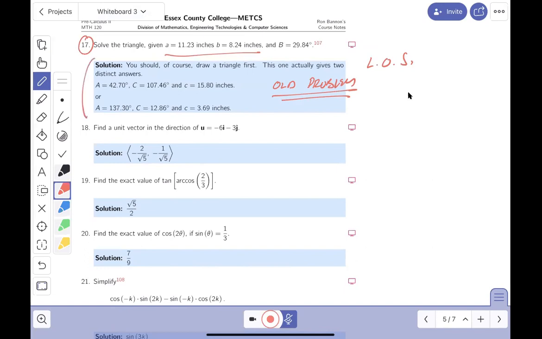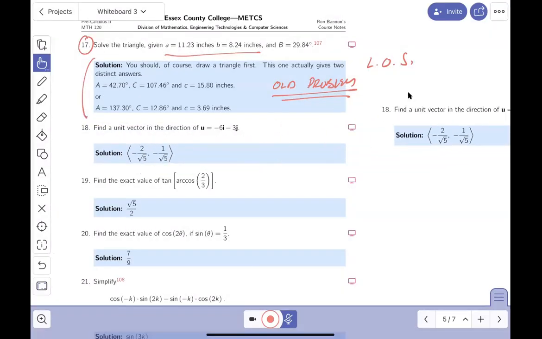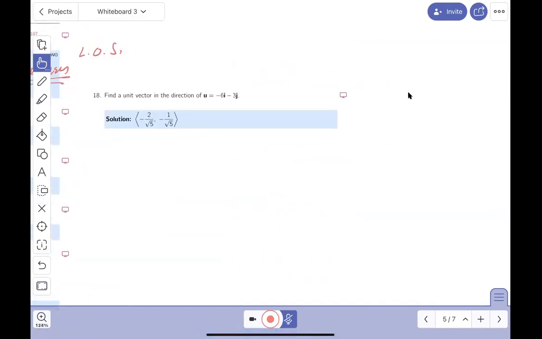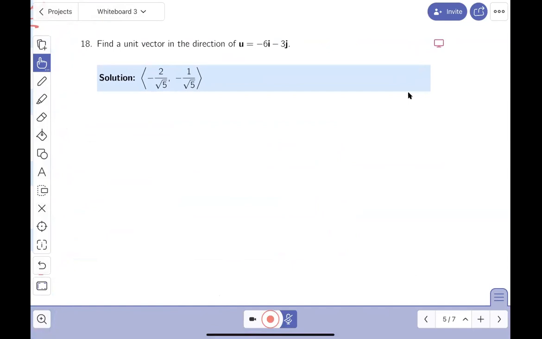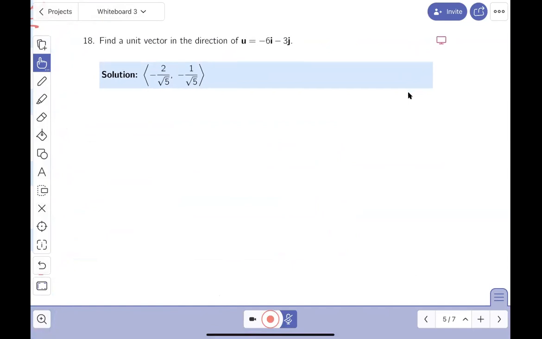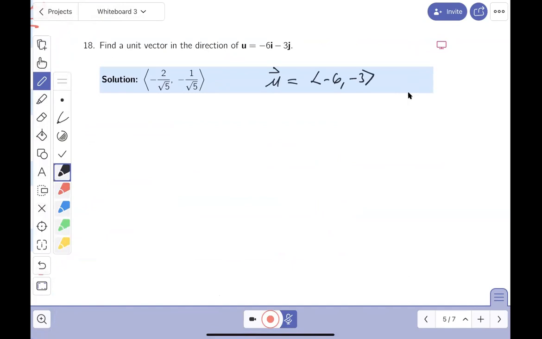I'm going to go to problem number 18 now. I'm going to pull it off onto the side. And it says over here, find a unit vector. Well, that should be easy. So U is the vector minus 6, minus 3. And how do I find a unit vector? It's super simple. Take this vector and divide it by its length.